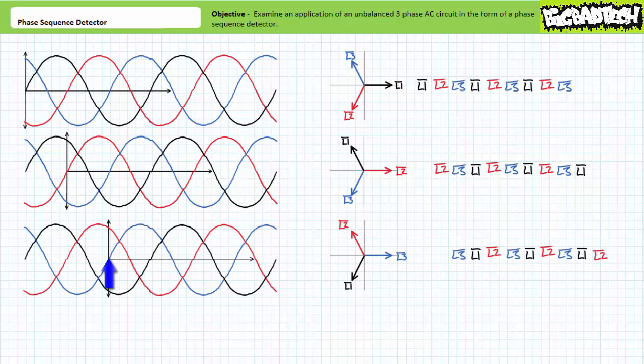Finally, consider L3 in blue as the reference. Represented as phasor equivalents with phase L3 assumed to be the reference, L3 in blue would be 120 volts at an angle of 0 degrees. L1 in black would be 120 volts at an angle of negative 120 degrees, and L2 in red would be 120 volts at an angle of 120 degrees.